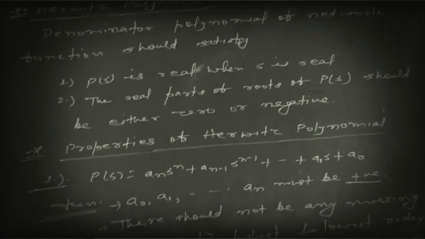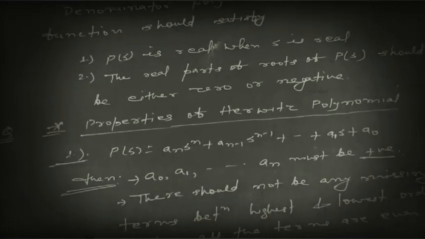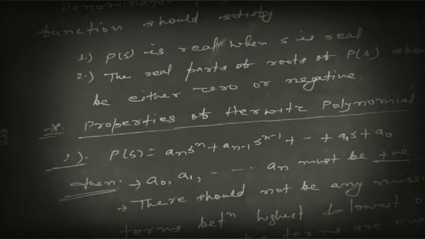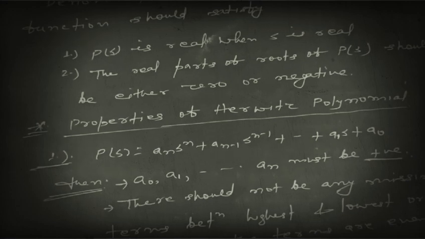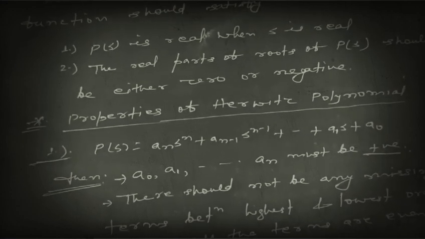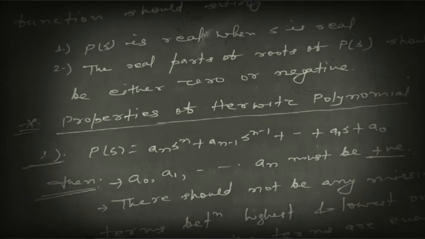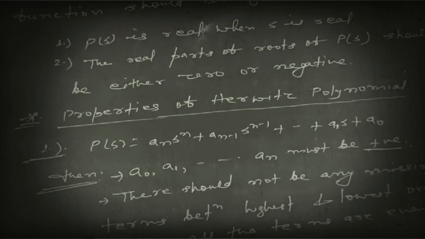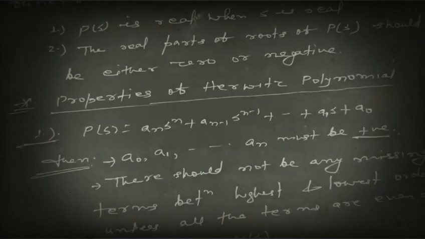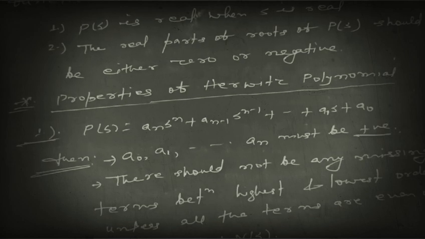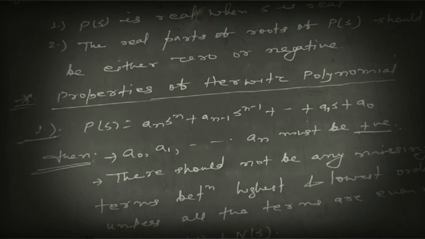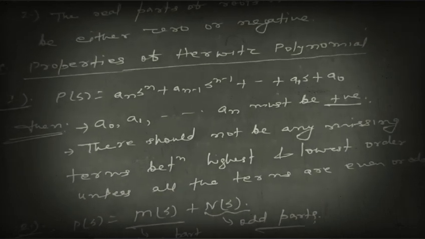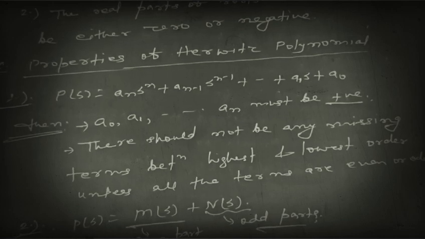Next, let us see the properties of Hurwitz polynomial. So what are the properties? First, suppose the degree of the Hurwitz polynomial is n. So we have the Hurwitz polynomial like a_n s to the power n plus a_(n-1) s to the power n minus 1, up to a_1 s plus a_0. Here it is necessary that all the coefficients, starting from a_1 to a_n, must be positive.